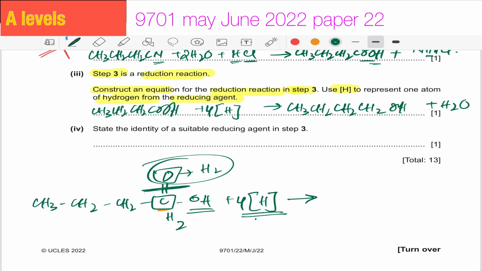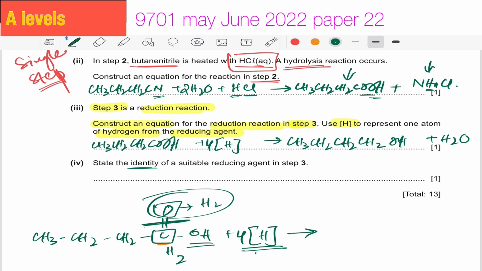Now, the last part of this question is to state the identity of a suitable reducing agent in step 3. So carboxylic acid needs a strong reducing agent, right? A strong reducing agent. And what strong reducing agent do we have in our syllabus? That is lithium tetrahydroaluminate, or LiAlH4, and the solvent used is dry ether. Because it is highly reactive, we cannot dissolve it in water, so we use dry ether as a solvent, right?